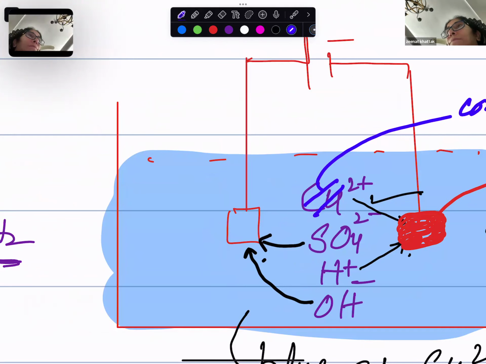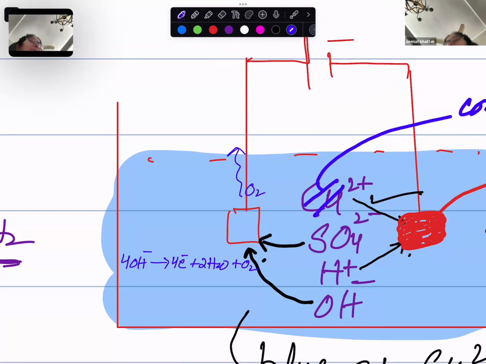4OH negative lose 4 electrons to form water and oxygen gas. So oxygen gas bubbles off, a colorless gas.